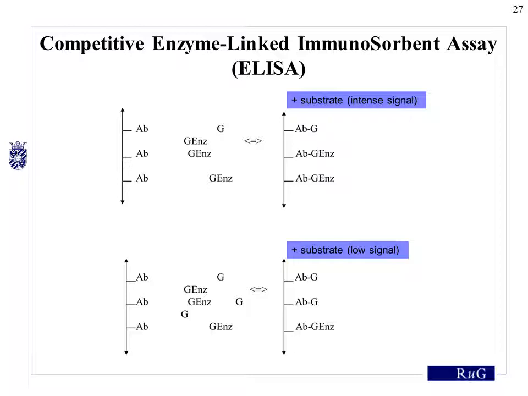Later, the plate is washed and a substrate is added. The enzyme converts this substrate into an intense signal-generating product, for example, a colored molecule. The more color you see, the lower the concentration of G in your sample, as is typical for a competitive assay. If you have a higher concentration of G, less of the G enzyme conjugate will be bound to the antibody on the plate, and you will receive a low signal because there's little substrate converted into product by the immobilized enzyme. As you can see, although it is an easily performed assay, it is a heterogeneous assay because you need to separate free ligand from bound ligand.